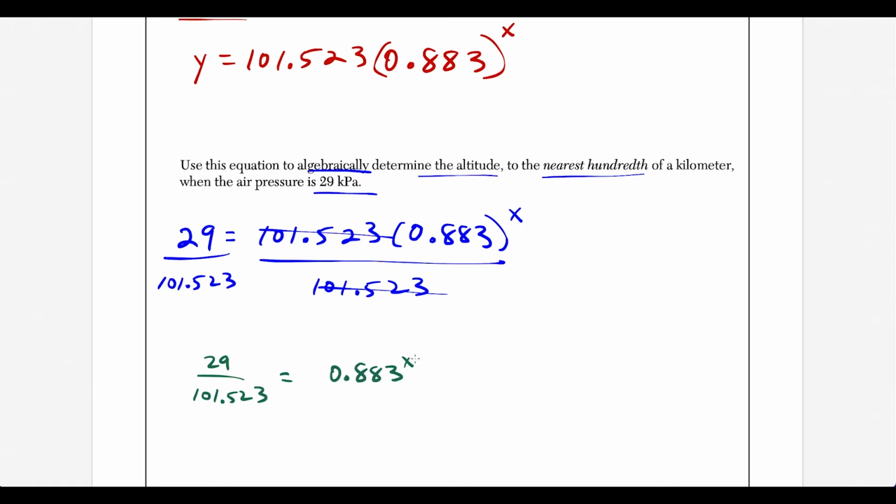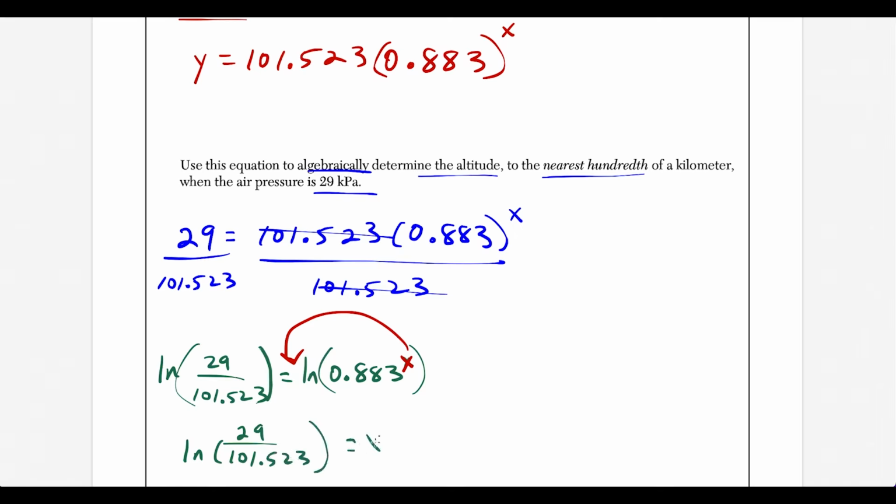So now to get the x to come down, we're going to use natural log. Now I could use any log I want. I could use log base 10 or log base anything, but I'm using a log on both sides because that's going to allow us to bring this x to the front of the log. This is one of our properties of logs, but this x could move to the front of the log expression on the right. So then in our next line, we're going to have natural log of 29 divided by 101.523 equals x times natural log of 0.883.